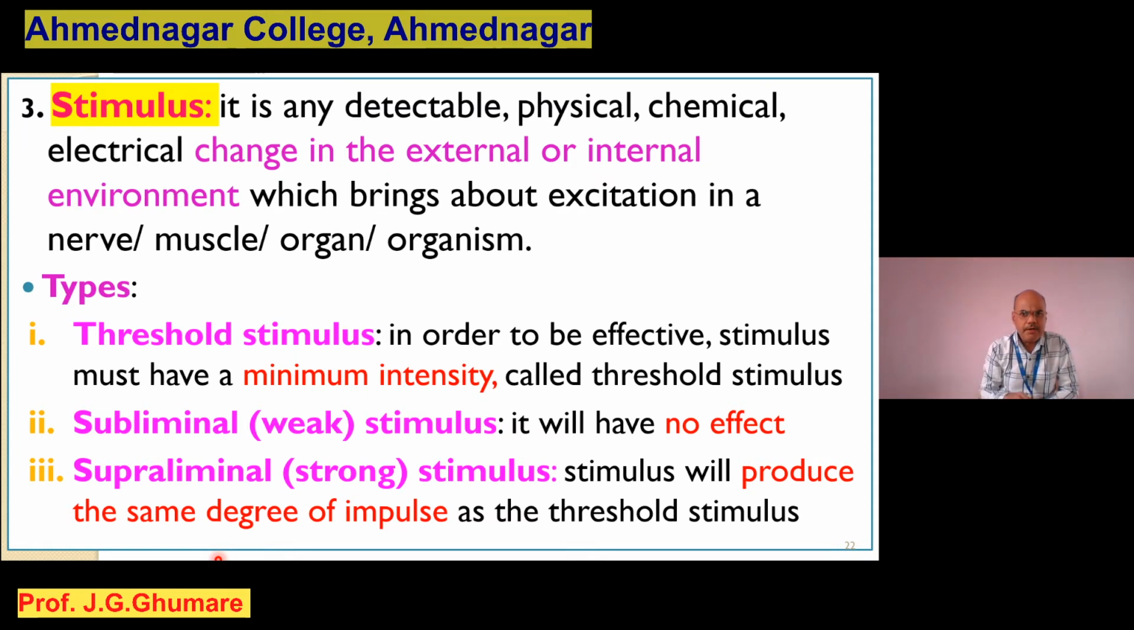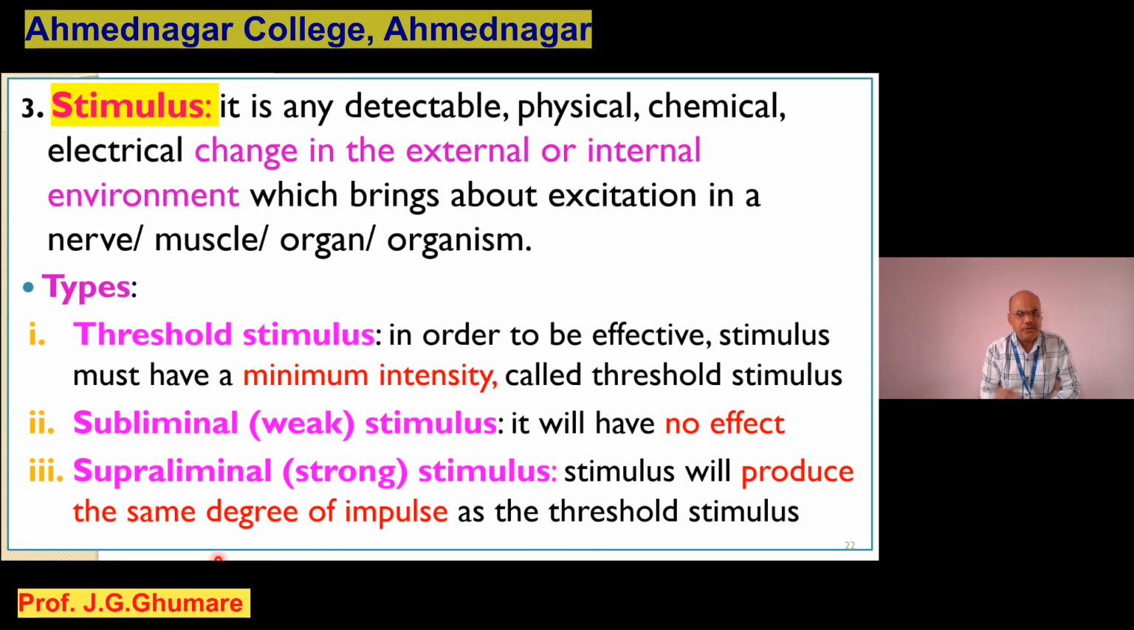Maybe it could be a hot plate present outside. Maybe someone pricks a pin to your hand. Maybe it could be the good smell of food that comes from the kitchen. All these are examples of a stimulus. Remember, the important characteristic I told you is that they should be detectable. We should be able to detect these things.